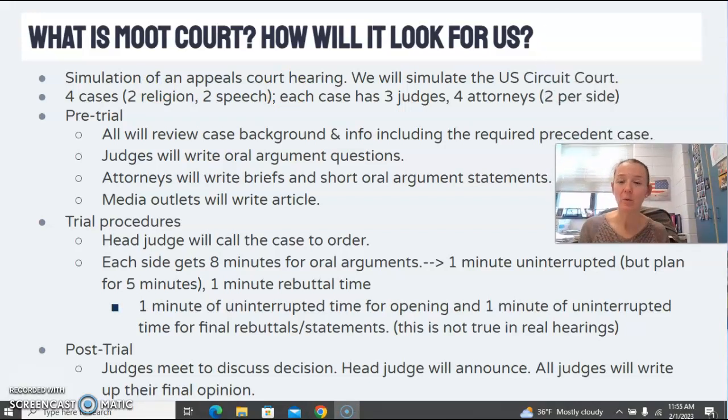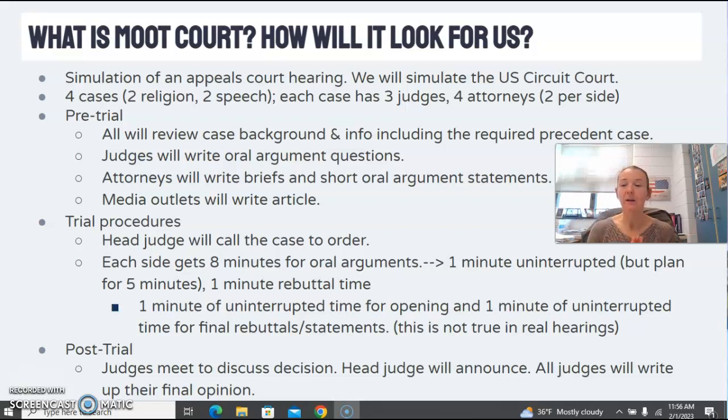All right, so when we look at moot court, again, it is a simulation of a court of appeals hearing. And again, appeals court has appellate jurisdiction, which means a review of a lower court's decision. The trial already took place at the lowest level. Okay, for this round 1 and then round 2, we are going to simulate the U.S. Circuit Court of Appeals, which has a panel of 3 judges. Okay, again, you already know we've got 4 cases, 2 religion, 2 speech. There will be 3 judges, and then 4 attorneys total for each case.